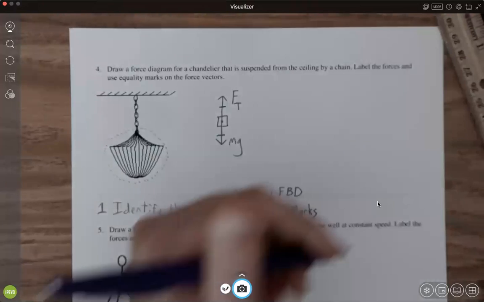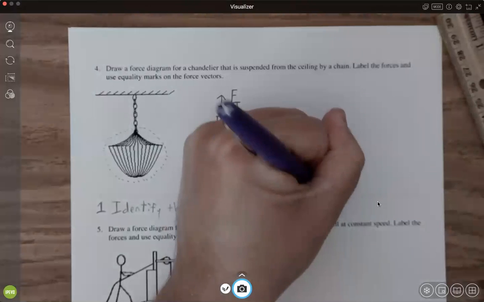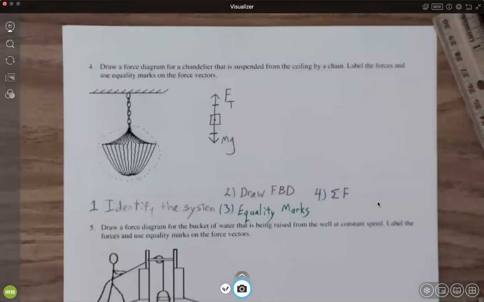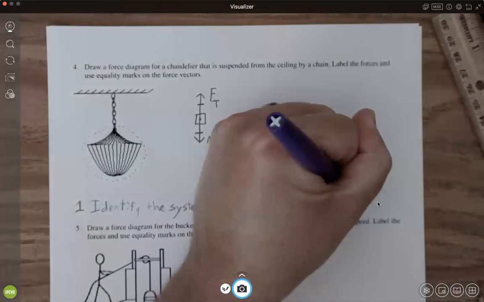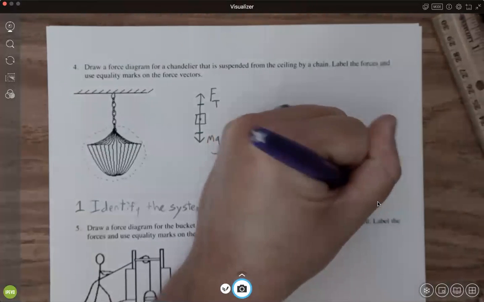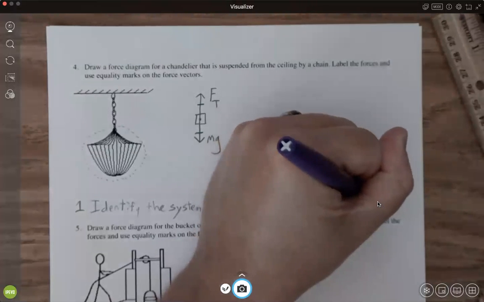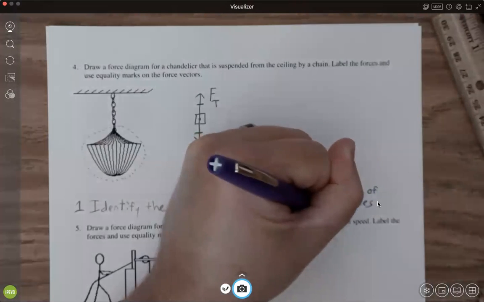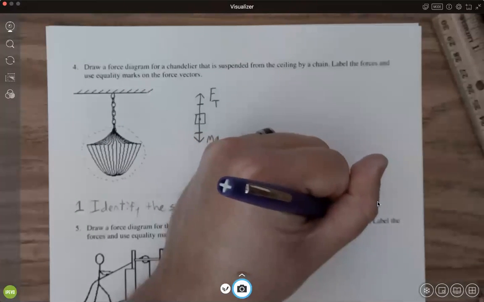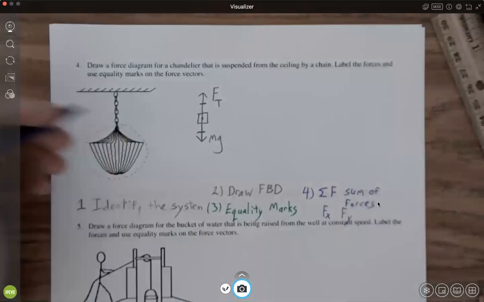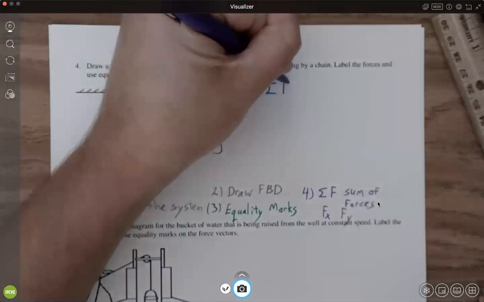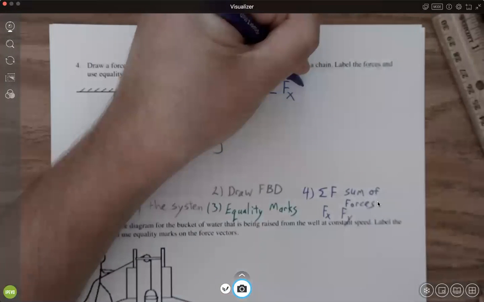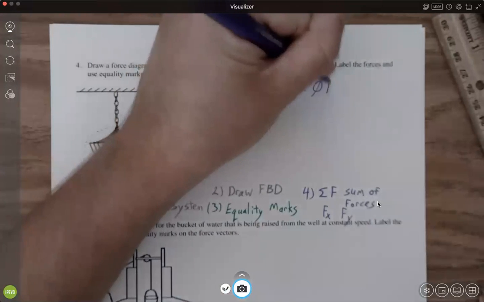The last part that we're going to do here is number 4. This is where we get to the sum of the forces, this sigma F. What we're doing is adding up all the forces, in the X direction and in the Y direction. So we have to do this for both. First, the sum of the forces in the X. That's everything going left and right. There's nothing, so this is equal to 0 newtons.